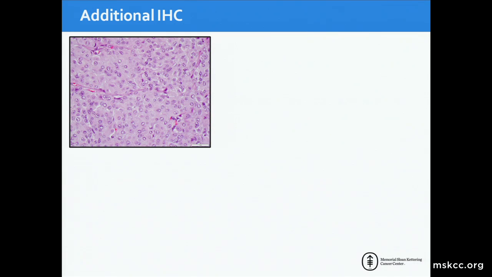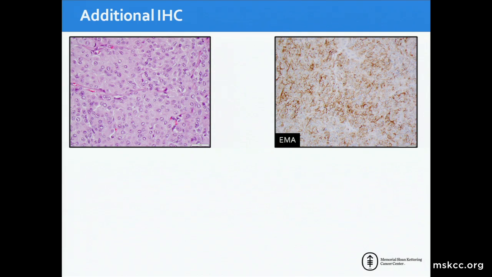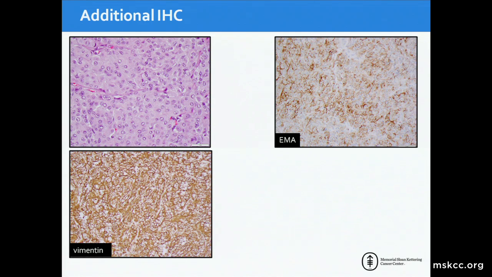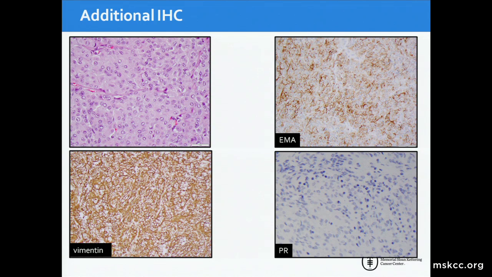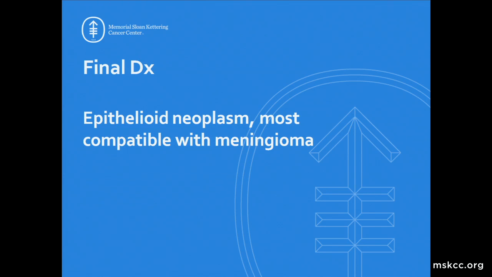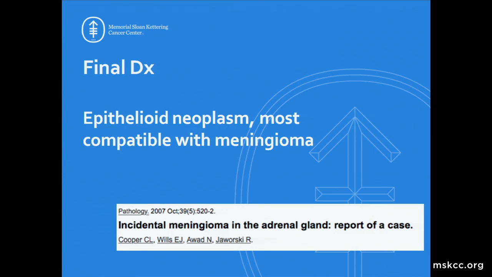And we can look at the histology and say, it kind of looks like a meningioma. And then we can do some more immunos, which was done. EMA was positive, as you would expect in a meningioma. Vimentin, diffusely positive, as you would expect in a meningioma. The progesterone receptor was negative, which you would expect to be positive, but it can happen. The Ki67 was 11%, a little elevated for a conventional meningioma, but certainly within the range of an atypical meningioma. So this is the final diagnosis, epithelioid neoplasm most compatible with a meningioma. And to boost our confidence in our diagnosis, there is a prior case report.